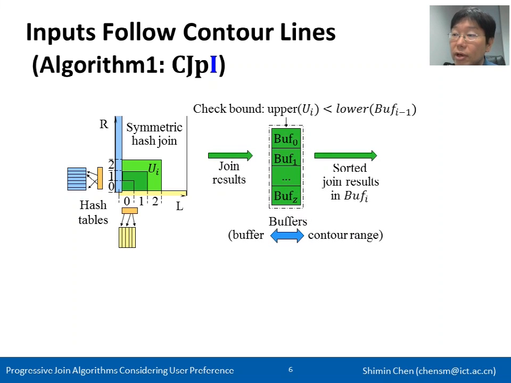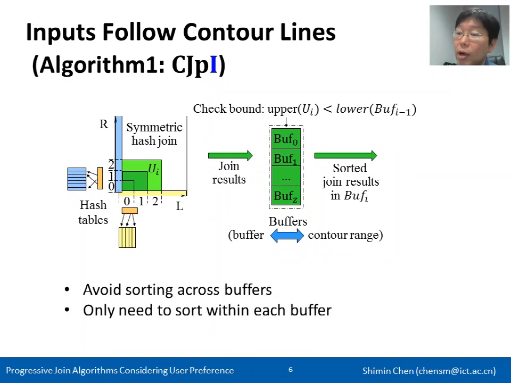Each buffer corresponds to a contour range in the previous figure. For example, buffer 0 corresponds to the bottom left contour range with highest preference. Buffer 1 corresponds to the second contour range, and so on and so forth. We put a join result to the buffer that it belongs to.